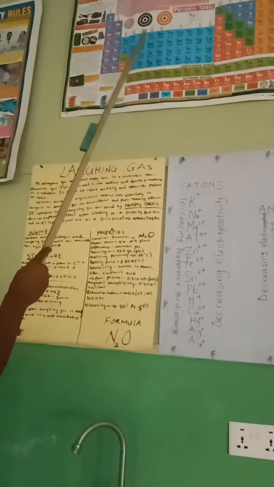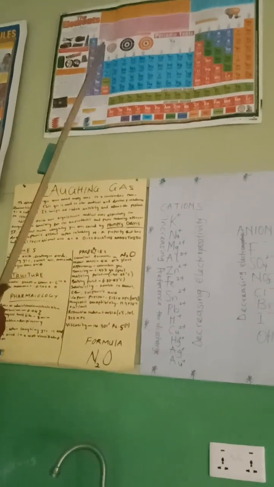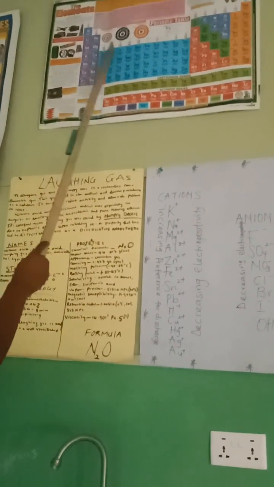In between group 2 and group 3, we have a section, or column, which we refer to as the transition series. The transition series are also known as the transition metals. And we have transition series 1, transition series 2, and transition series 3.